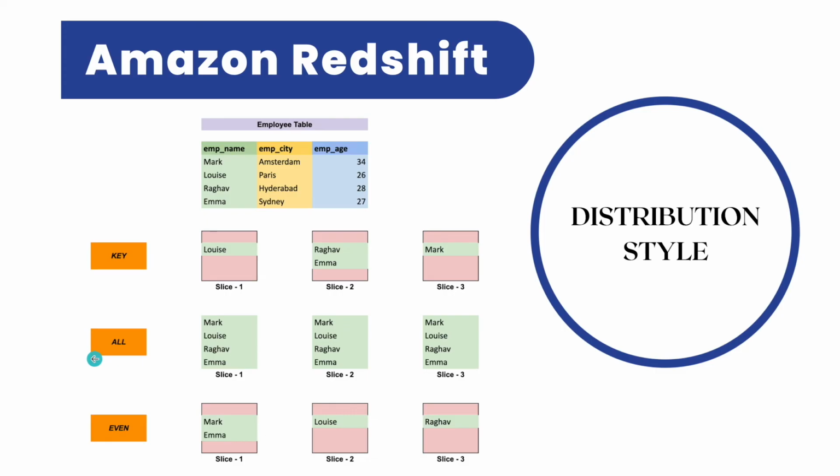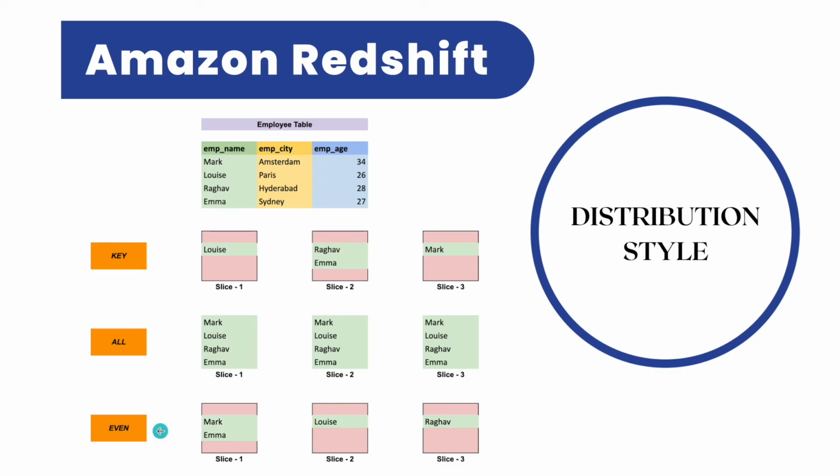In all, what happens, each slice will store the entire table. All the 4 rows will go into slice 1, slice 2 and slice 3. So you have to be very careful when you are using distribution style all, because if you do it for a very large table, all the slices will hold the entire table, which will result in high consumption of storage space. Hence, it is not recommended for big tables.